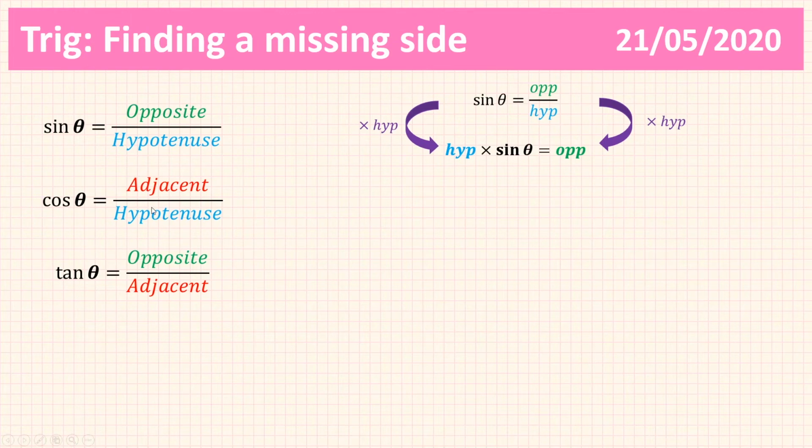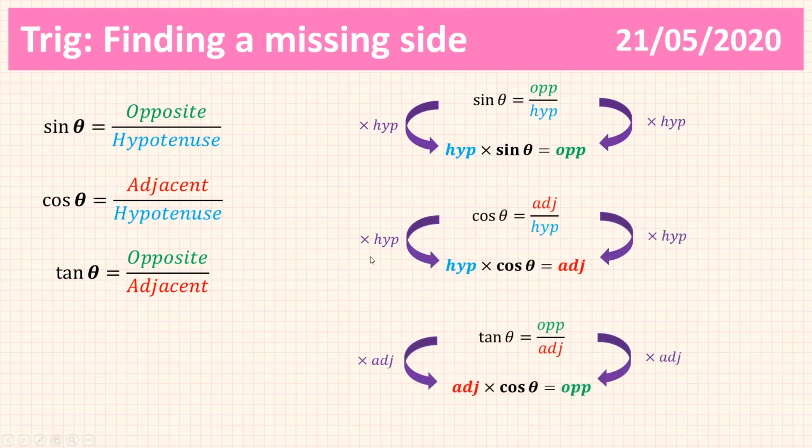Similarly, it works the same for cosine. We can see that h times cos theta is equal to the adjacent, and the same for tan, that adjacent times tan theta is equal to opposite. And this is how we can manipulate the formulas however we like. We can manipulate these ratios however we like to try and find whatever we need to find.